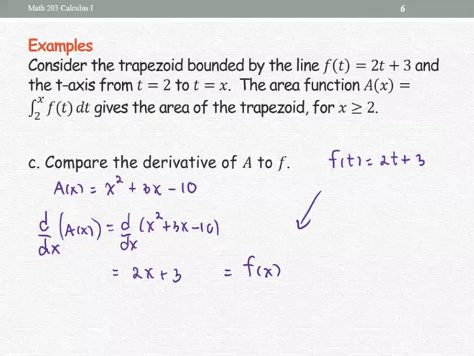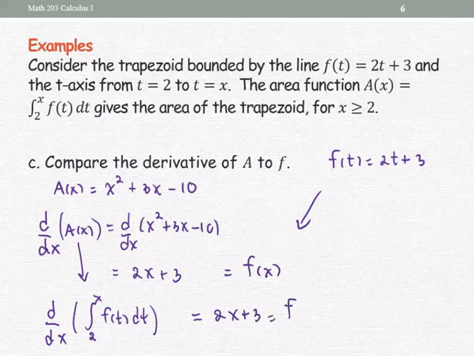Now we can see the relationship for this situation as d by dx. The function A of x is defined as a definite integral from the point 2 to the point x of the function f of t with respect to t. And it turns out to be 2x plus 3, which is f of x. And this will lead us to the fundamental theorem of calculus part 1.